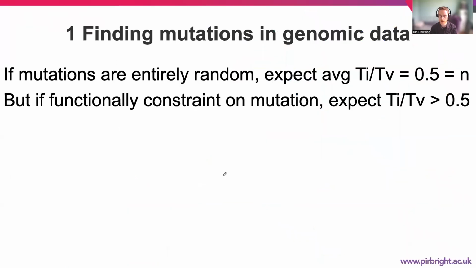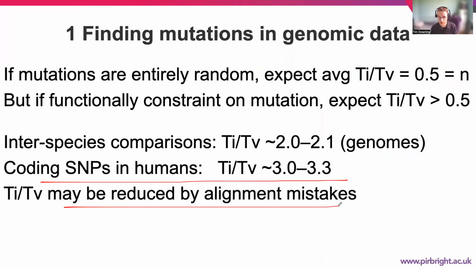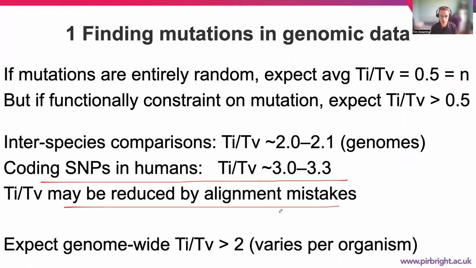That's outlined here. It depends on what exact regions you're looking at. For coding SNPs in humans, you certainly get a TI-TV ratio of more than 3. And typically you'll see that ratio increase as you get more accuracy. So certainly you expect the genome-wide TI-TV ratio to be greater than 2, depending on the organism, and particularly if you're dealing with viruses, you may have low raw numbers of TI-TV ratio. But certainly this is helpful.